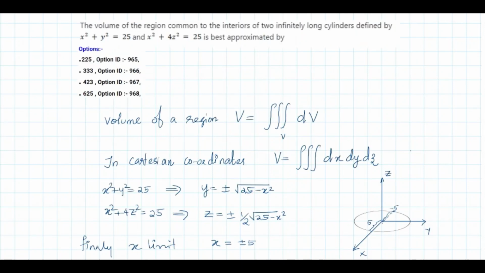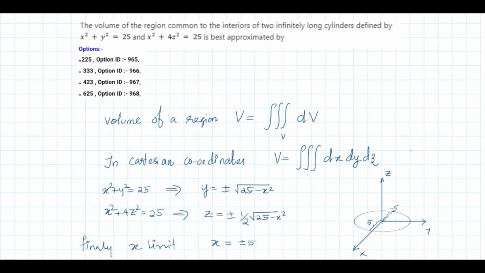Next question. The volume of the region common to the interiors of 2 infinitely long cylinders defined by x square plus y square equal to 25 and x square plus 4z square equal to 25 is best approximated by. So, volume of a region, we can find that by integrating an infinitesimal volume dV, integrating over the allowed region, you can calculate the total volume.